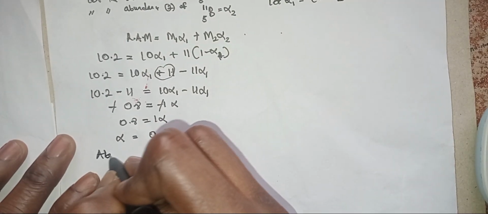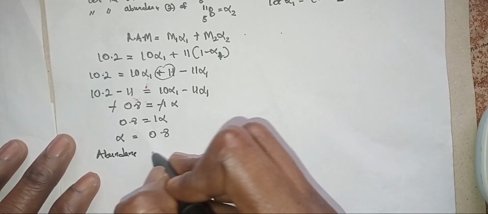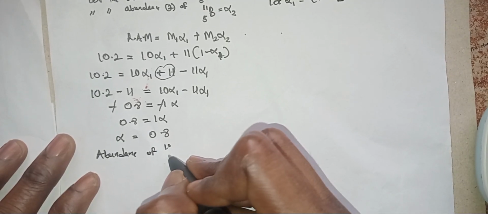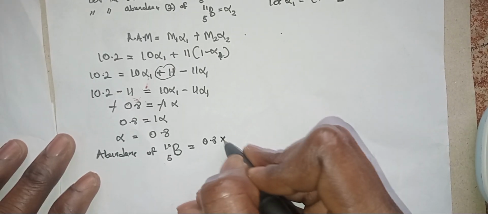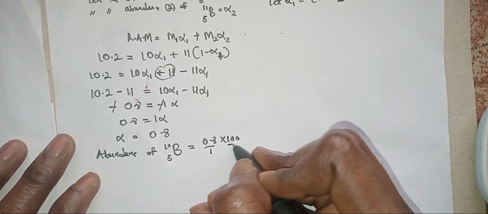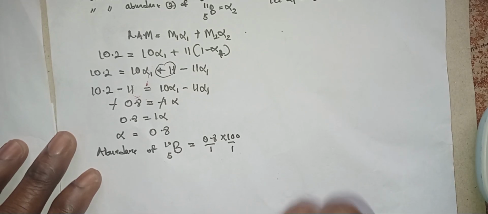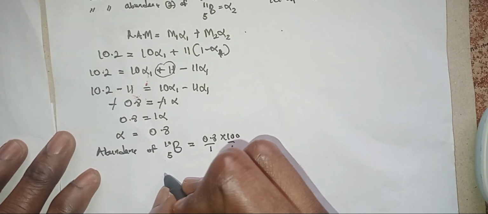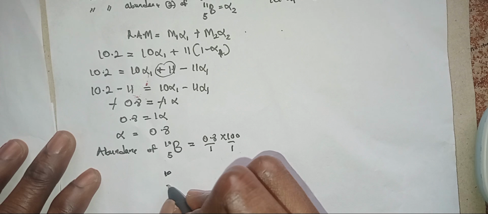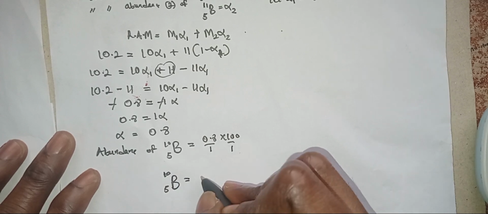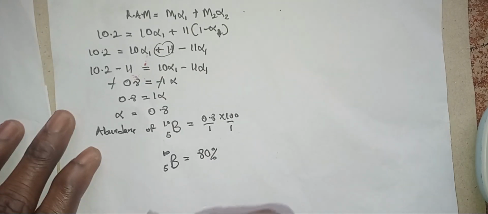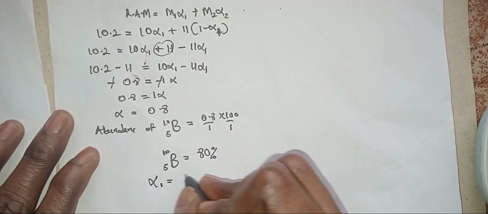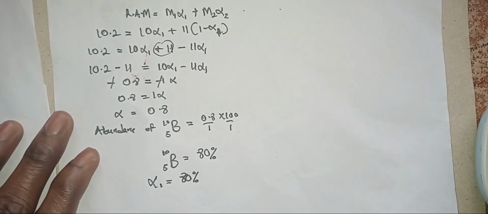So we now write, abundance of boron-10 will be equal to 0.8 multiplied by 100. This one over 1, this one over 1, because abundances are only mentioned in percentage. So the abundance of boron-10 will be equal to 80%. So now our abundance 1 will be equal to 80%.